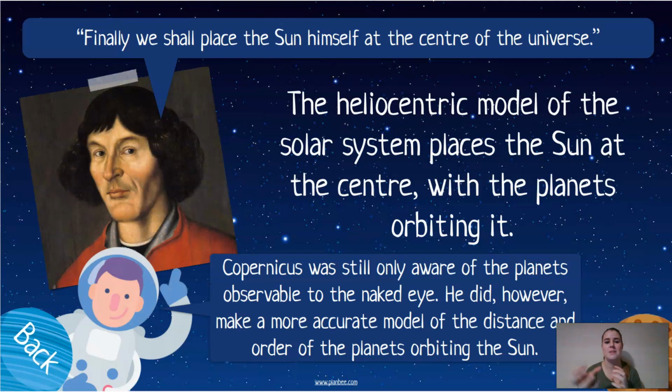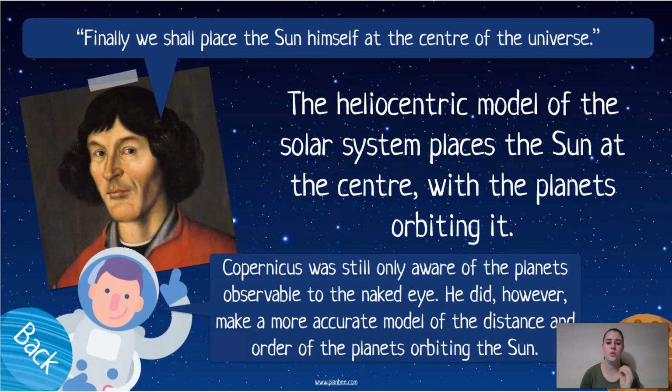Okay, so that must mean that it must be the sun that's at the centre. So he said, finally, we shall place the sun himself at the centre of the universe. So the heliocentric model places the sun in the very centre with the other planets orbiting it, rather than Earth being orbited by the other planets. So the sun became the centre focus of his model.